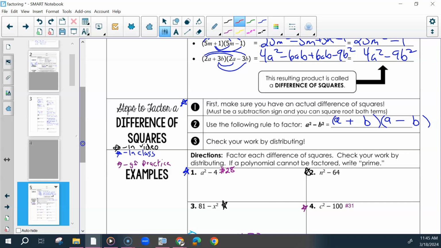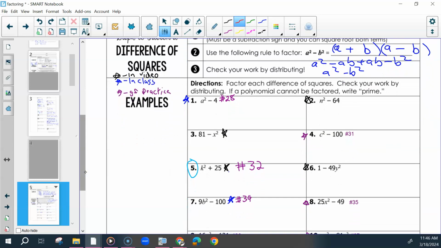And then if you want to double check yourself, you could distribute it. So a times a would give us a squared, a times negative b, negative ab, b times a, positive ab, b times negative b squared. If we cancel our like terms, we get the original. So you could use that as a way to check yourself, but we are looking for the answer that looks like this. So we're going to try out some of these.